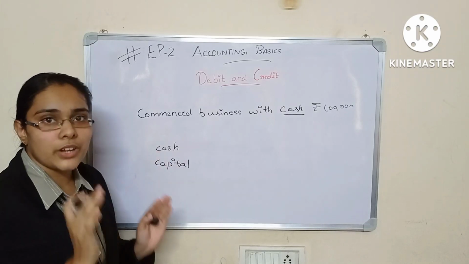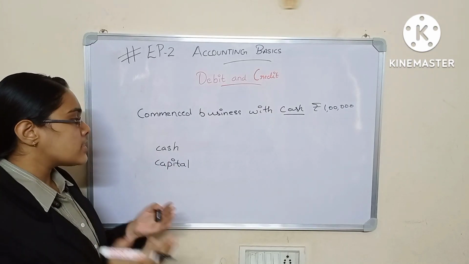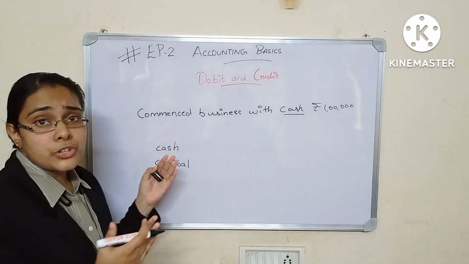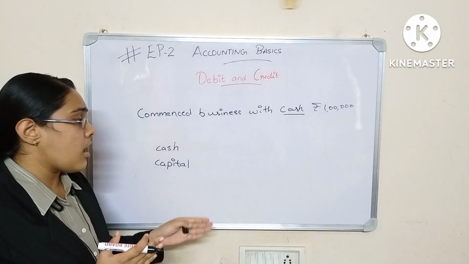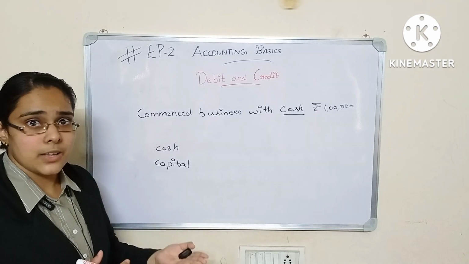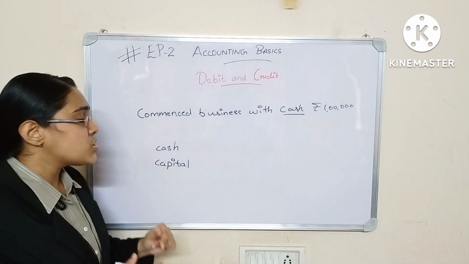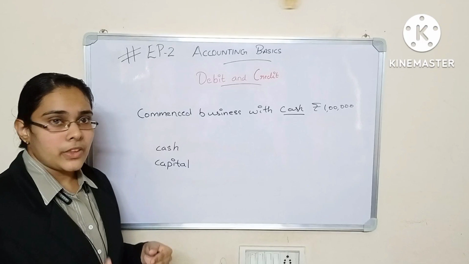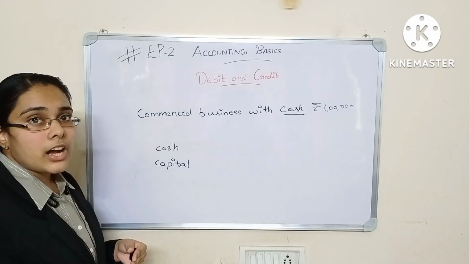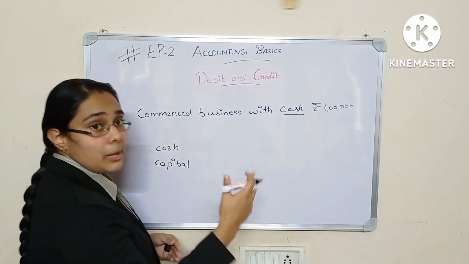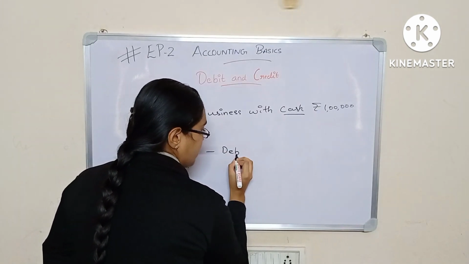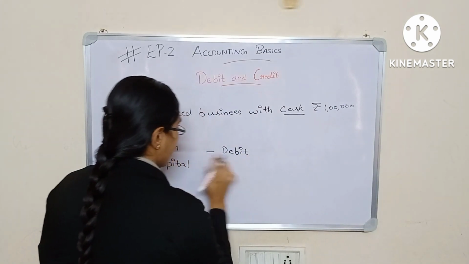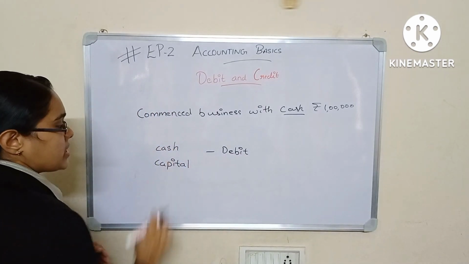Now let us apply the rules that we have studied in the last class. Cash is a real account. Now what is coming in? I already told you in the last class that we keep books of account from the point of view of business. So here cash is coming into business. As per the real account rule, we will debit. Debit what comes in, right? So we will debit the cash account.